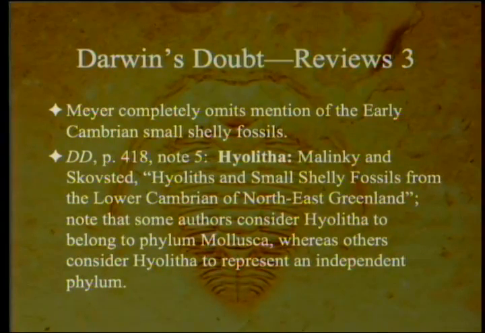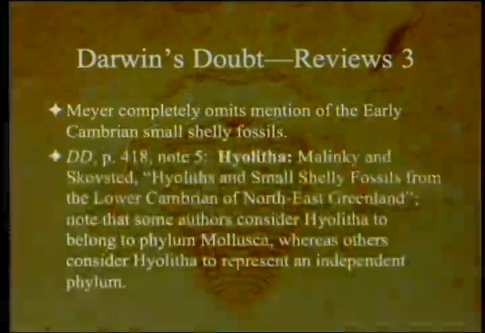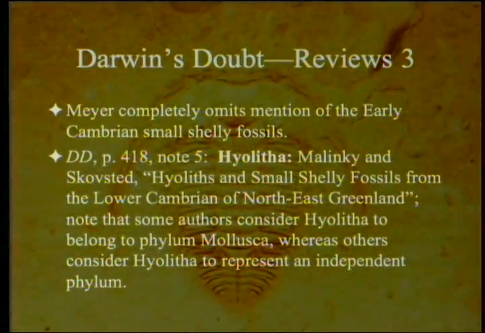It contains where he got the idea that these phyla are all emerging in the particular part of the early Cambrian that he thinks they originated in. And it says Hyalitha, Malinkians, Skovsted, hyaliths, and small shelly fossils from the lower Cambrian of northeast Greenland. Note that some authors considered hyalitha to belong to phylum Mollusca, whereas others considered hyalitha to represent an independent phylum. So there is mention of the small shelly fossils.